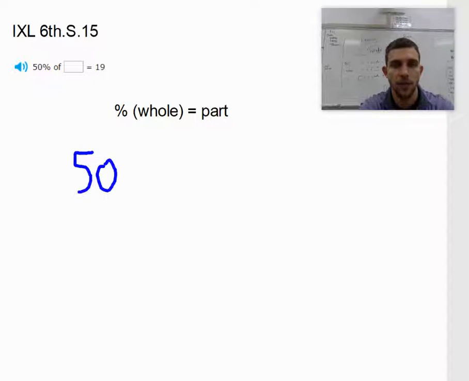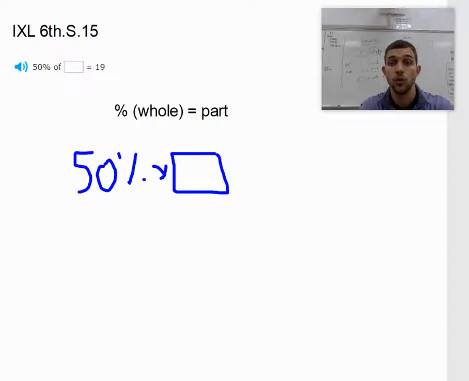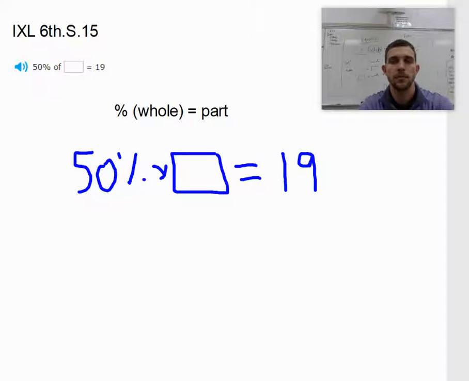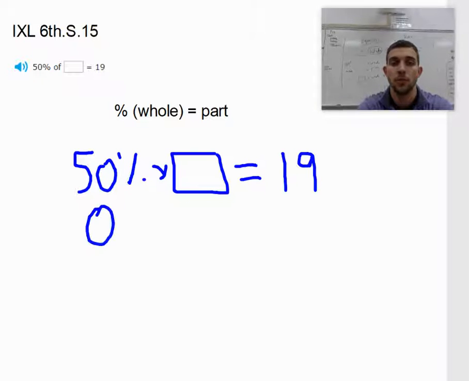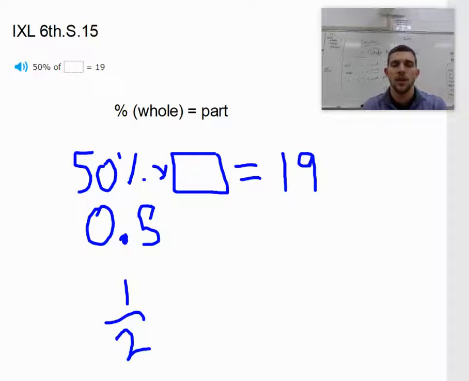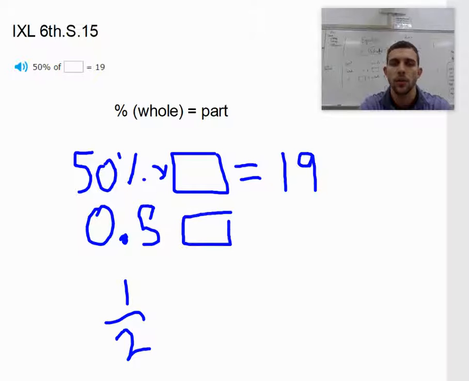That's 50% times something I don't know. So we'll use variables later. That's a letter, but in this case, we're still using boxes. And that's going to be equal to 19. Now, if you know your percents and your fractions and your decimals, you know that 50% as a decimal is 0.5, and it's also 1/2. And so basically we're asking 1/2 of what number is equal to 19.